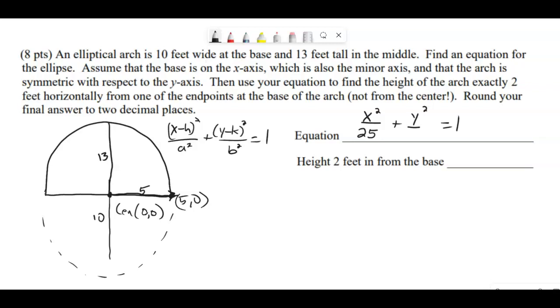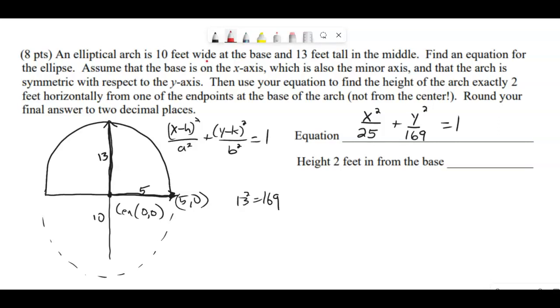In the y direction, we have 13 in the y direction from the center to the edge of the ellipse, 13. So this would be 13 squared. Now 13 squared is 169. So if you wanted to simplify, you would write it 169. However, you could also write it 13 squared.